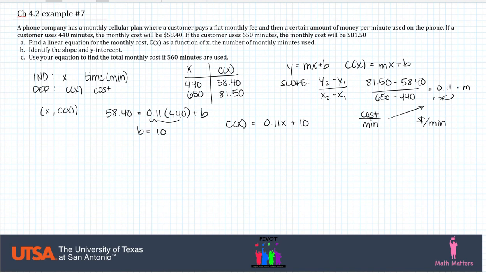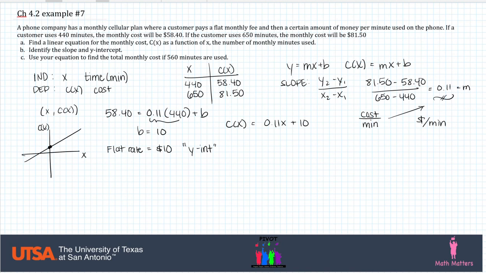And then the y-intercept means that when x is 0, so we're at 0 minutes, then it's going to start at $10. No matter what, you're going to at least pay $10, which means that this is the flat rate without any time, $10, and that's our y-intercept.